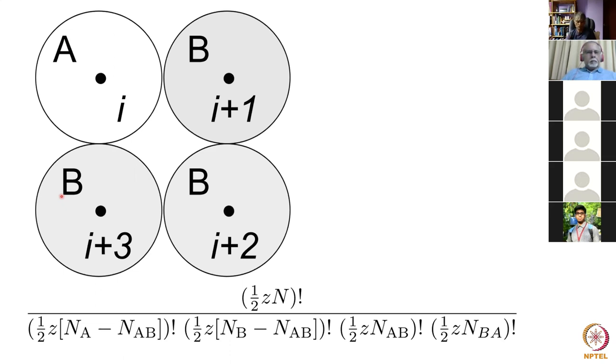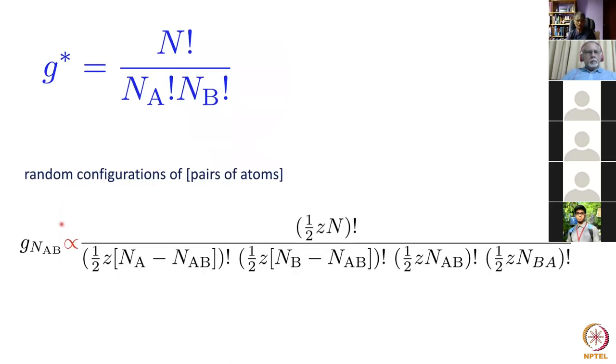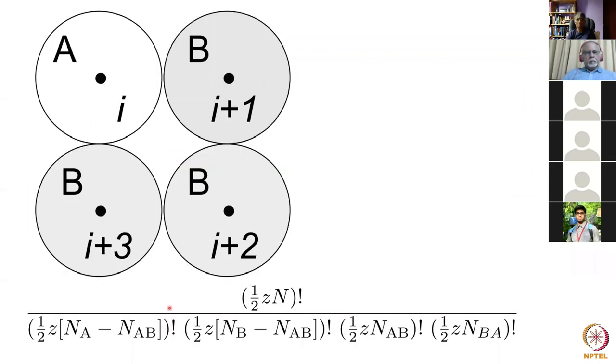So how do I change this proportionality into an equality? Because we need to do that to work out the free energy. I hope everyone understands this, that once we have fixed these four atoms in position, this bond here, BA, is not independent of the configuration of the other bonds. In other words, we are not really taking account of the orientation of the bonds in the lattice in calculating the number of AB bonds.